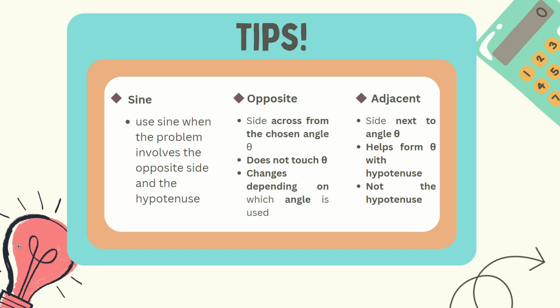Here are some tips when solving these kinds of problems. Sin: you use sin when the problem involves the opposite side and the hypotenuse. For the opposite, it is the side across from the chosen angle theta, does not touch theta, and it changes depending on which angle is used. And lastly, for the adjacent, it is the side next to angle theta that helps form theta with the hypotenuse, but is not the hypotenuse.